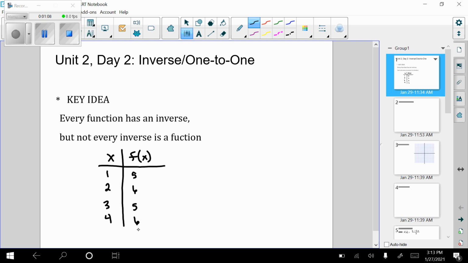But if I was to reverse this and change my f of x and my x, which is what happens in an inverse function, I would have 5, 1, 6, 2, 5, 3, and 6, 4, which makes the inverse not a function because the value of 5 has two different values and 6 has two different values. That's the idea that every function has an inverse, but this inverse would not be a function.